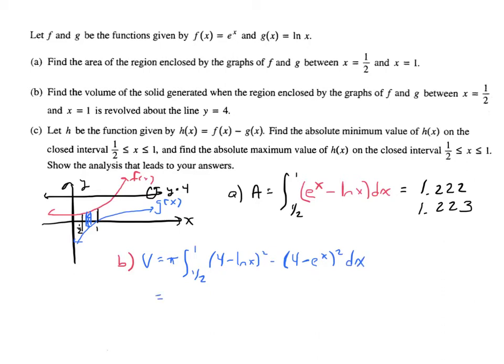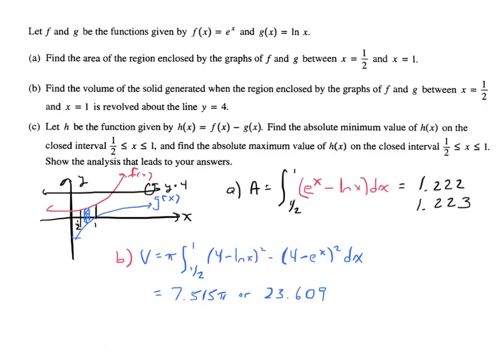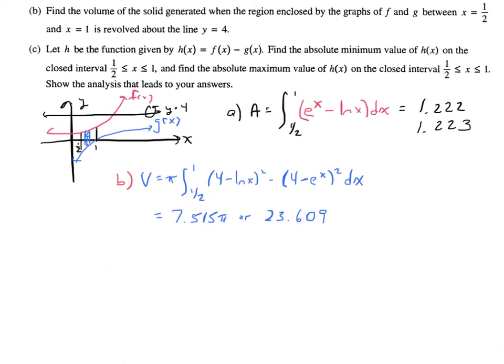So our answer could be 7.515 times pi, or if you multiply that out, it's 23.609. Now part C, they are giving us a new function. H of x is f of x minus g of x. And we need the absolute minimum value on the closed interval and the absolute maximum value on the closed interval.